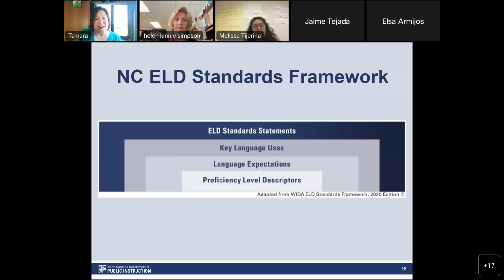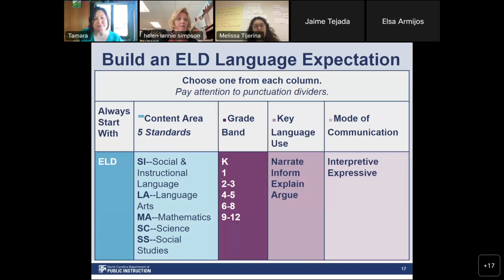So we're going to take a look now at a language expectation. And what we want to show you here is how it's built. Here's something that Lanny created to show us how the little punctuation symbols work to create our code. Yeah, Tamara. So it always starts with ELD, and then you'll see a dash, and it will delineate the content area.